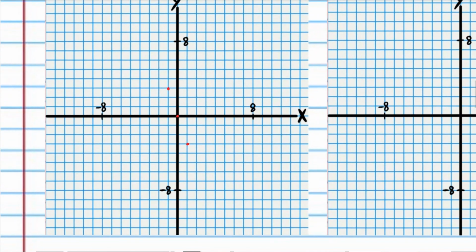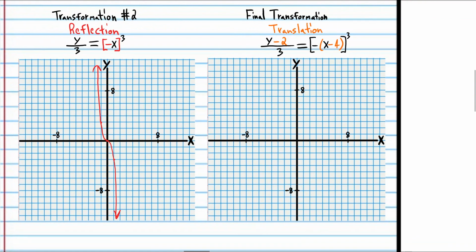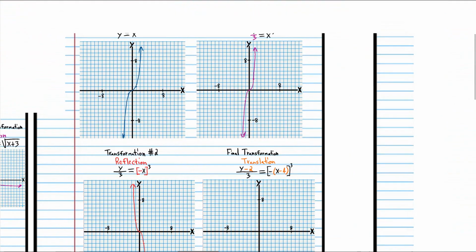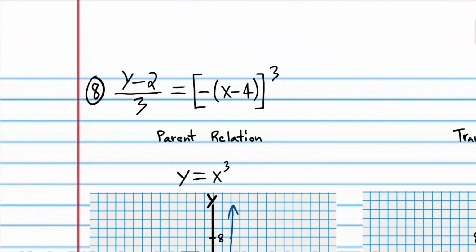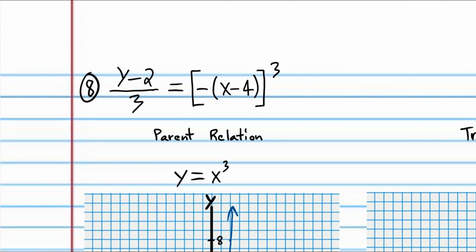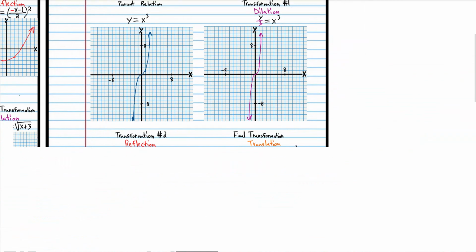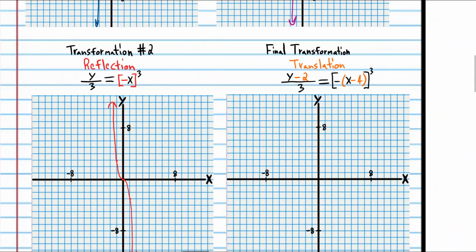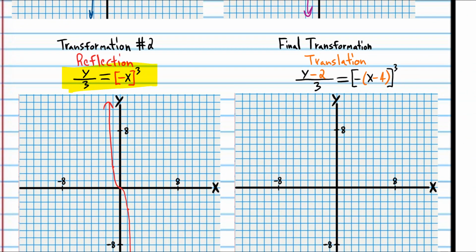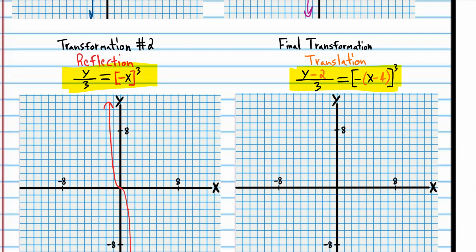And we've reflected. So now we just have to translate. You see up here, we're subtracting 2 from y, and we're subtracting 4 from x. So we're going to do that. We're going to rewrite the exact same equation that we have over here, but we're just going to subtract 2 from y and 4 from x.